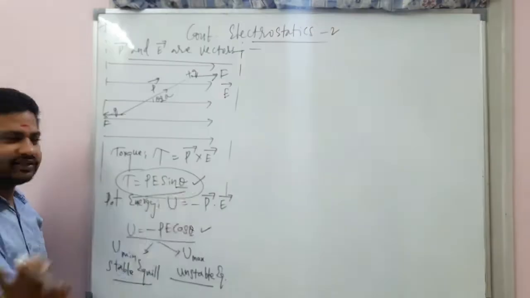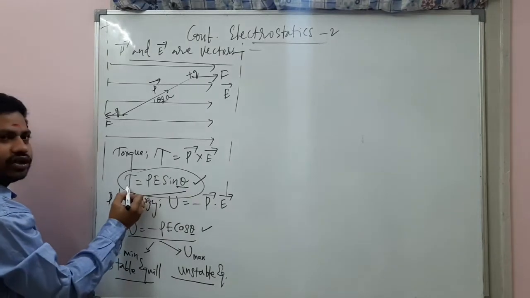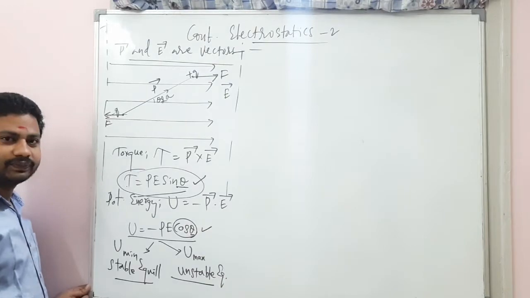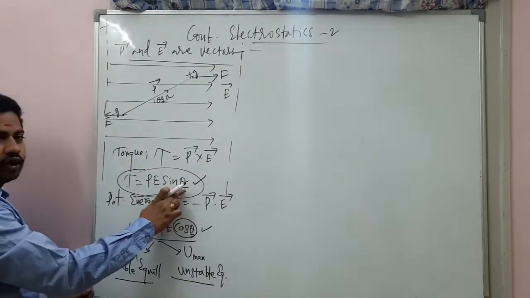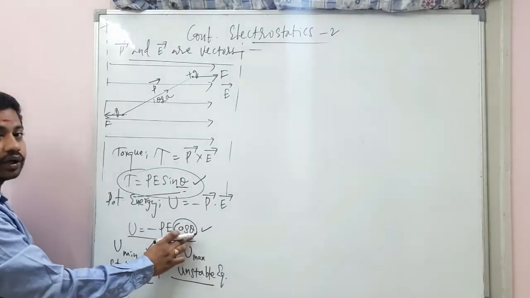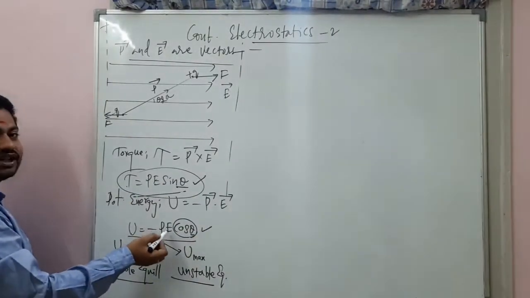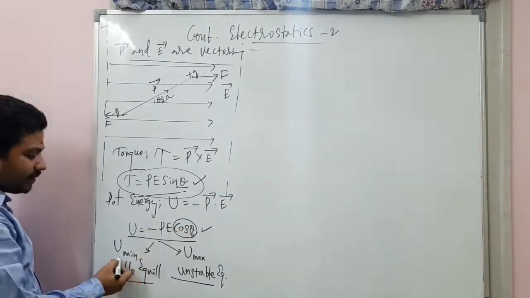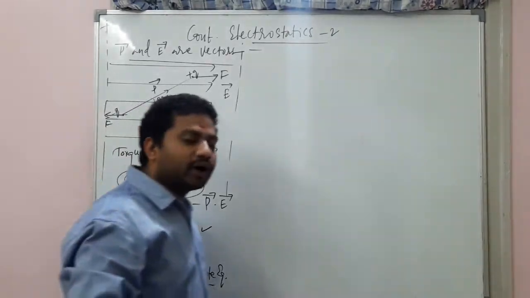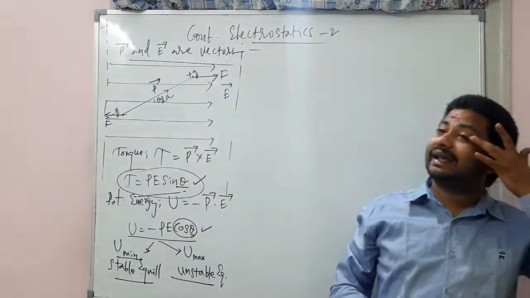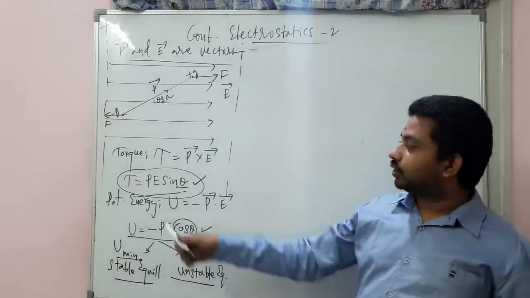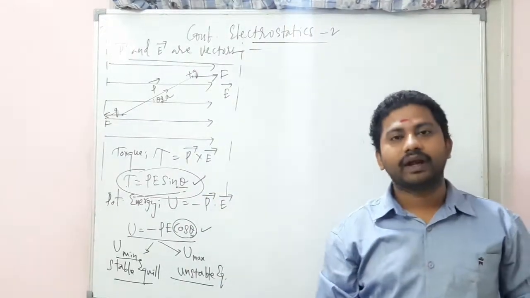For example, when theta is 0, torque is 0. When theta is 0, the potential energy will not be 0. Because sin 0 is 0, torque is 0. When theta is 0, cos 0 is 1. So the potential energy is minus PE. Minus PE is the minimum potential energy. So that means the body is in stable equilibrium. When the electric dipole is in stable equilibrium, the torque is 0, right?